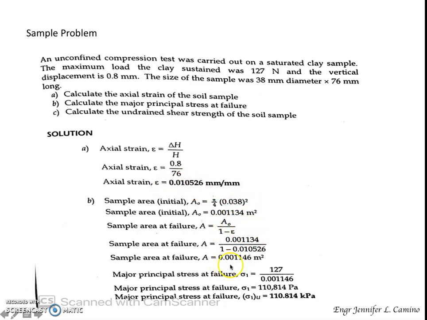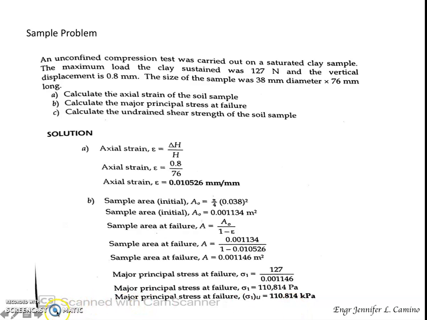So it gives us 0.001146 meters squared. So the major principal stress of failure, sigma sub 1, is equal to 127 over 0.001146. So this one, sigma sub 1 is equal to our load, which is 127, all over our area at failure. So it gives us 110,814 Pascal. And this is our undrained major principal stress.